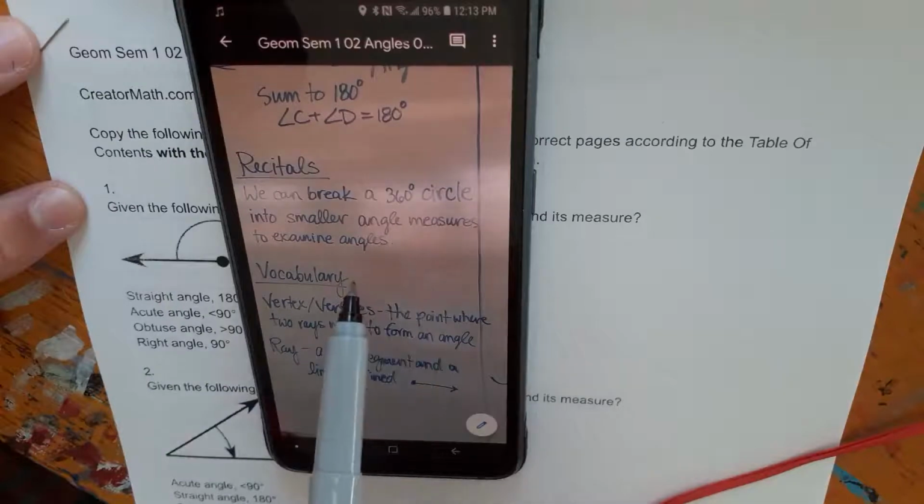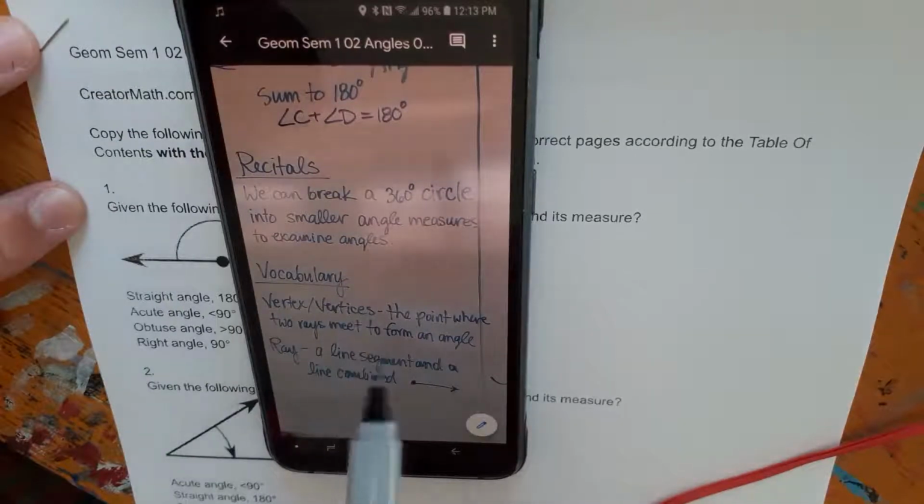We can break a circle into 360 degrees. That's a definition, you guys. We created that.